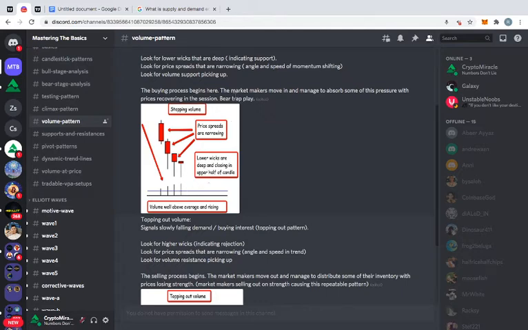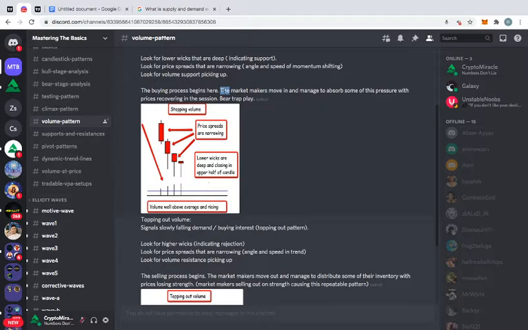The market makers move in and manage to absorb this pressure, and prices recover. You also want to think about the market makers and be in tune with their strategies and their understanding. If you can understand, read and think like a market maker, you are well on your way to becoming a market maker, trading with the smart money.